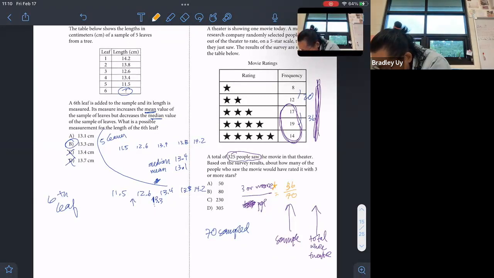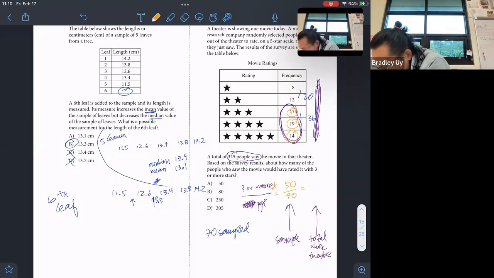56 out of 70 people. Sorry, 50 people. Okay, you're going to take this plus this, which is 36, plus this, which is 50 people. 50 people out of 70 people sampled, 50 out of 70 thought they would give the movie 3 or more stars.